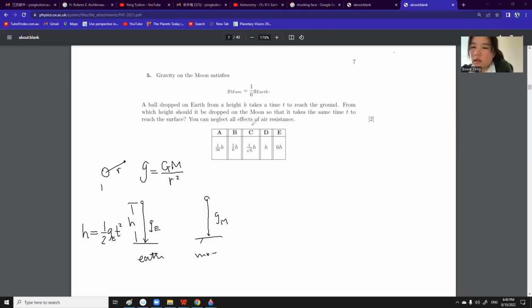There's a relation between this h and the t. It looks like kinetic energy. Kinetic energy, yes, but you are right, this is quite a different object. So basically, if you drop from Earth and it takes time t to reach the ground, from which height on the moon? So can we call it h? Can you use a different h? So h is unknown. It is dropped on the moon so that it takes the same time.